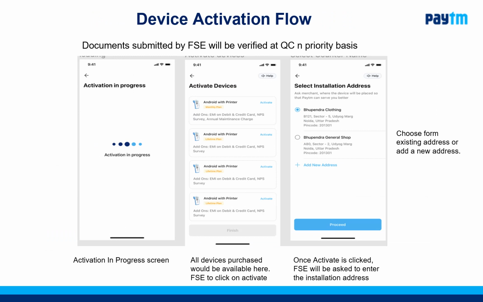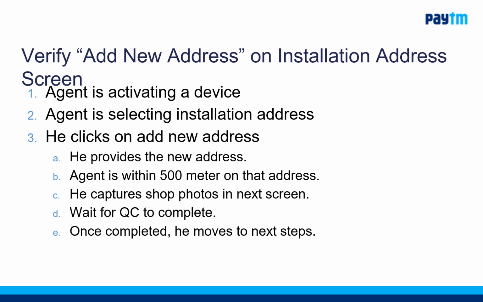After the verification is done successfully, the next step is to activate the device. You need to click on devices, where the purchased devices will be available. The FSC has to click activate. Once activate is clicked, the FSC will be asked to enter the installation address. So choose from an existing address or add a new address. Verify the new address on the installation screen.